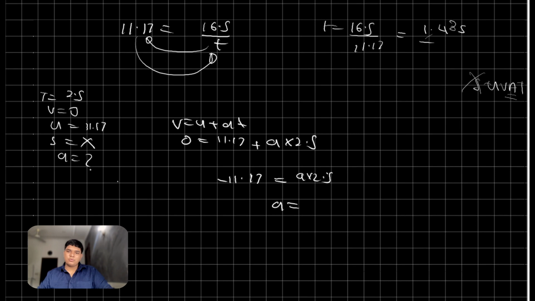Acceleration is equal to minus 11.17 divided by 2.5, which is equal to minus 4.468. Now you might be wondering why we have it as minus.